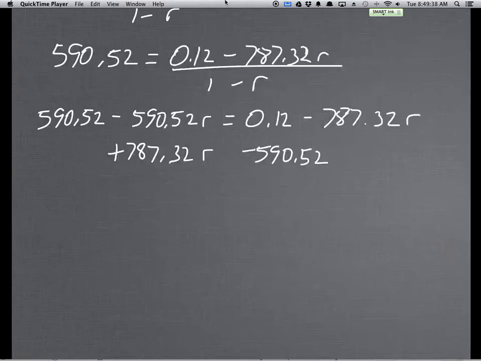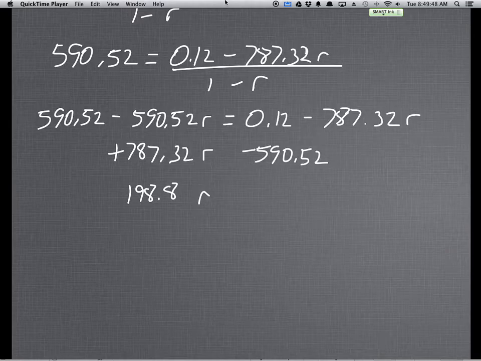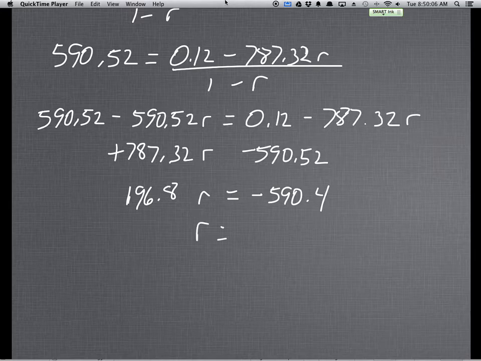So what do I get on the left? 196, if I remember right. It is 196. And on the right side, I end up with negative 590.4. Is that correct? Yeah. And we divide, what do we end up getting for R?